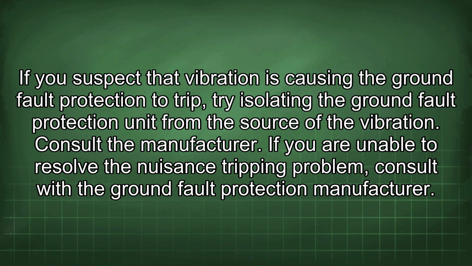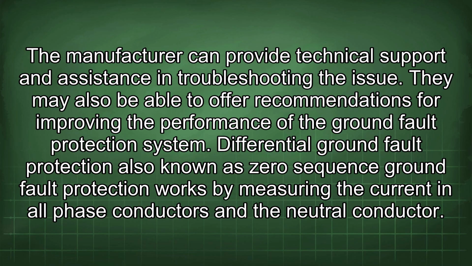Consult the manufacturer. If you are unable to resolve the nuisance tripping problem, consult with the ground fault protection manufacturer. The manufacturer can provide technical support and assistance in troubleshooting the issue. They may also be able to offer recommendations for improving the performance of the ground fault protection system. Differential ground fault protection, also known as zero-sequence ground fault protection, works by measuring the current in all phase conductors and the neutral conductor.